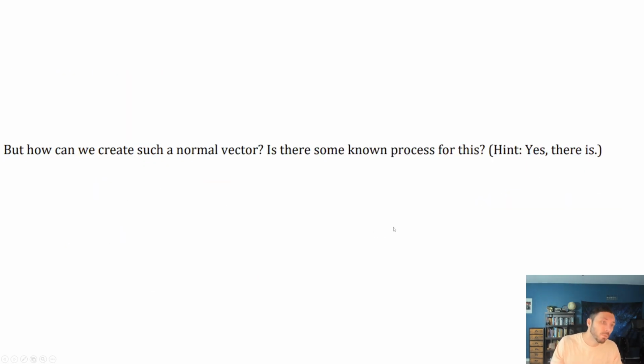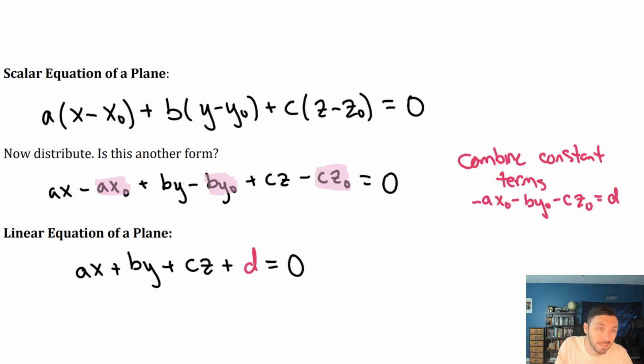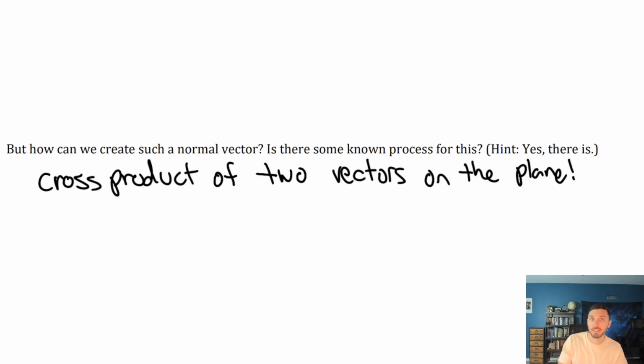All right, but how can we create such a normal vector? If I'm on the plane and I got one vector maybe going like this, and I got another vector maybe going like this, how can I create a normal vector that is orthogonal to both of those vectors on the plane? There's a method for this. We used the dot already, right? Here was the dot. So now we just have to find the cross.